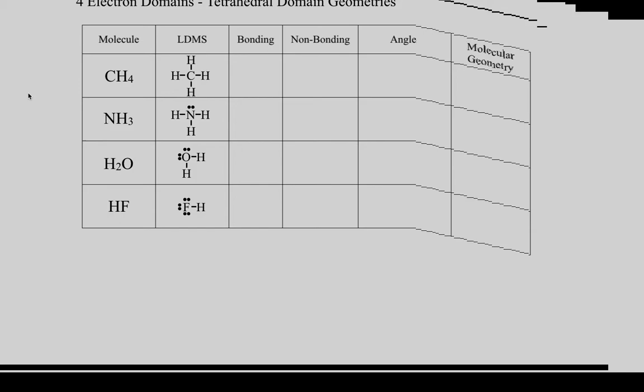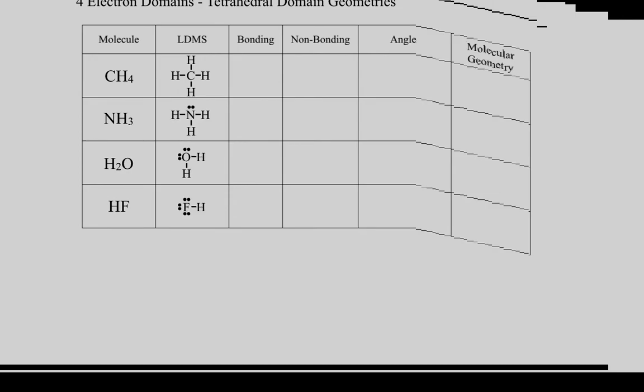4 domains. Guys, watch. You got to get this. On the carbon, oh gosh, I can't touch the board. Hold on. Good. Okay. So guys, on the carbon, do you see the 4 domains? They're all bonding domains, right? Now guys, look at the nitrogen. Do you see the 4 domains? But what's different? Now one of them is a non-bonding domain.